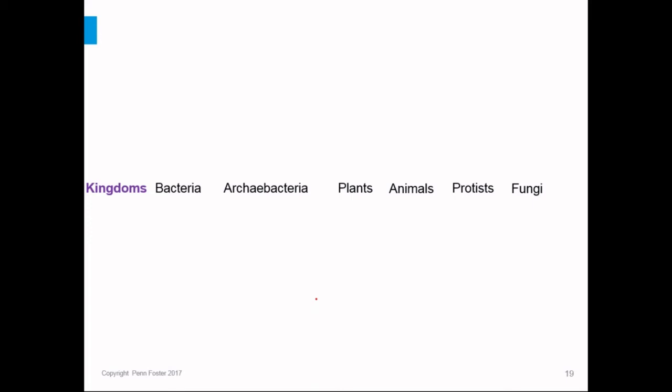As we learned all the way back in chapter 7, all organisms that have a nucleus are called eukaryotes. Plants, animals, protists, and fungi all have eukaryotic cells. They're all eukaryotes, so they're in one domain called Eukarya. Bacteria and archaea each get their own domain. Those are both prokaryotes, meaning they don't have a nucleus, but they're very different from each other in other ways, so they get their own domain.